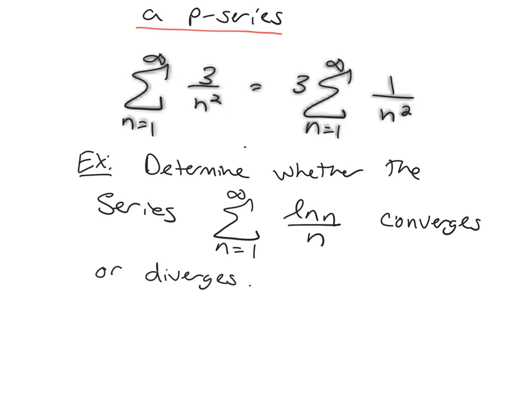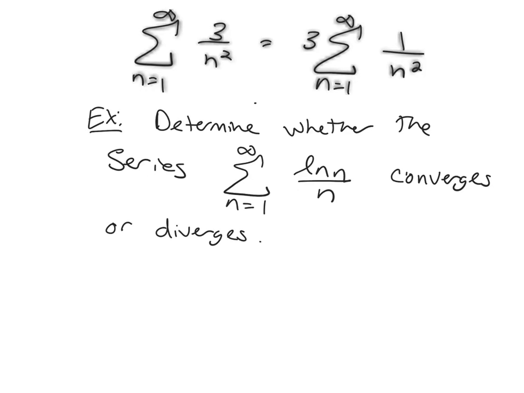So, when I have no idea, I don't recognize this as a geometric series, and I don't recognize it as telescoping. Remember, I always start, what did I start with last time? The divergence test. So let's start there. I'm going to calculate the limit as n goes to infinity of ln of n over n. What am I going to get for that?